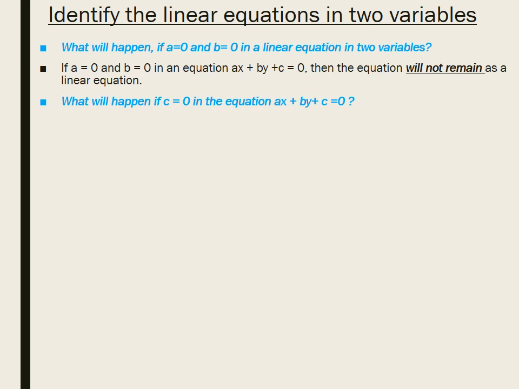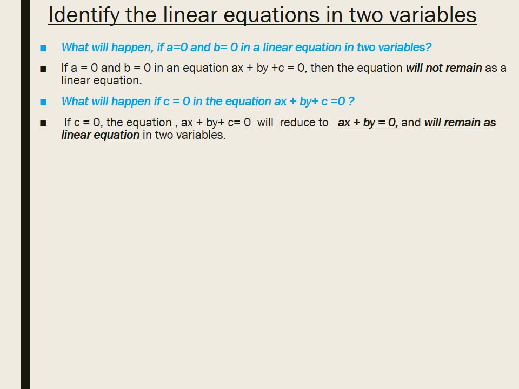In the next general condition, we take the constant term c as 0. This reduces the general equation to the form ax plus by is equal to 0. This equation in reduced form is a linear equation in two variables, because it satisfies the two conditions, which are, first, the coefficients of the variables are to be non-zero, and second, the power of the variables should be 1.